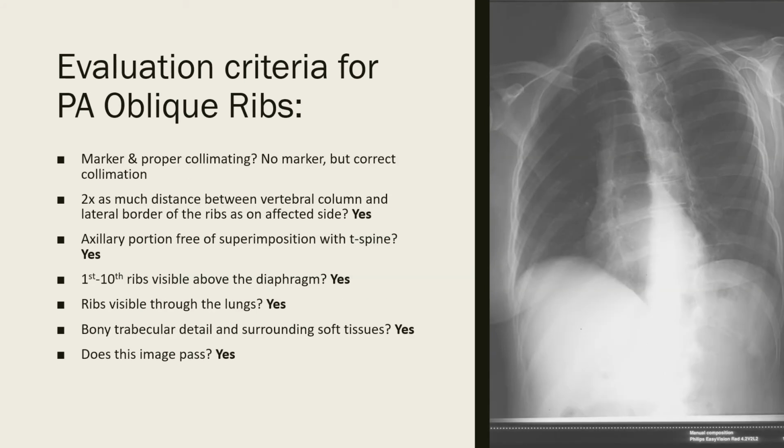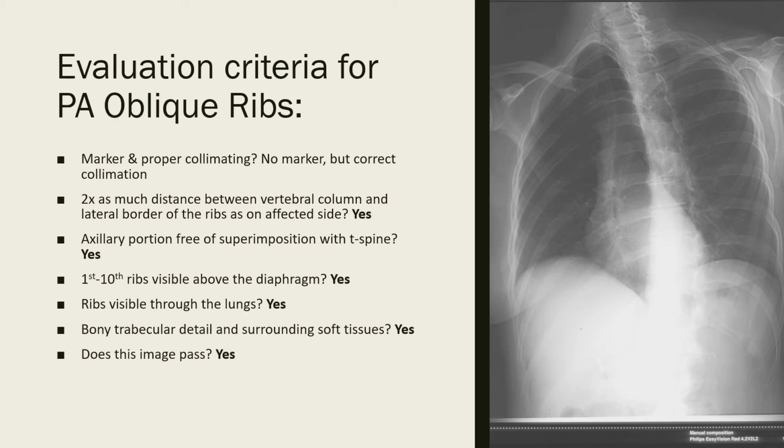For this image of a PA oblique rib image to pass, the following should clearly be seen. Proper collimation and a marker placed on the correct side of interest and not located inside the anatomy. Now we are missing a marker, but we do have correct collimation. Do we have approximately twice as much distance between the vertebral column and the lateral border of the ribs on the affected side as is present on the unaffected side? Yes.